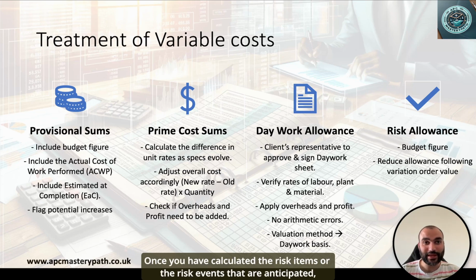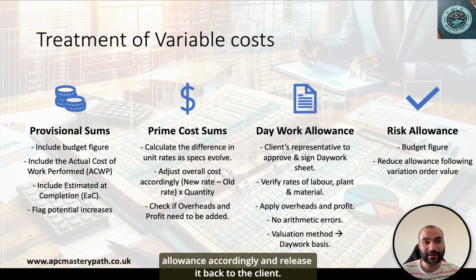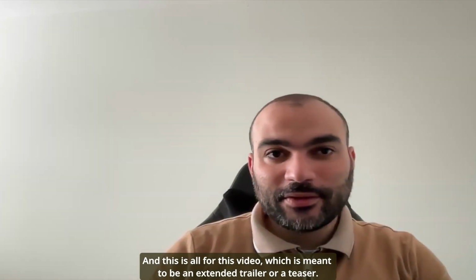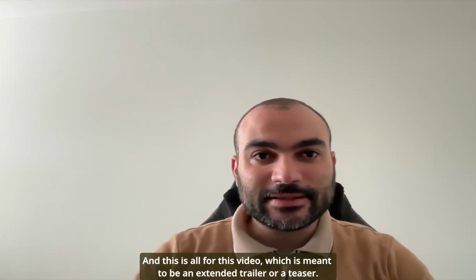Once you have calculated the risk items or the risk events that are anticipated, you can then allocate parts of that risk budget to different variation orders. And once the variation orders have already been completed, you can reduce the risk allowance accordingly and release it back to the client. And this is all for this video, which is meant to be an extended trailer or a teaser.